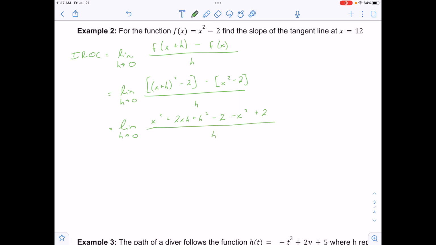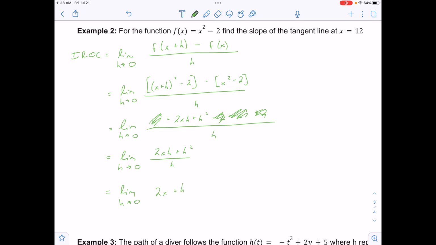Okay, let's see what things we can cancel out. I've got an x squared and a negative x squared. I've got a negative 2 and a positive 2. That's very promising. So I'm now taking the limit of 2xh plus h squared divided by h. Okay, I can divide out an h from all of these to get rid of my denominator. So now I'm left with 2x plus h.